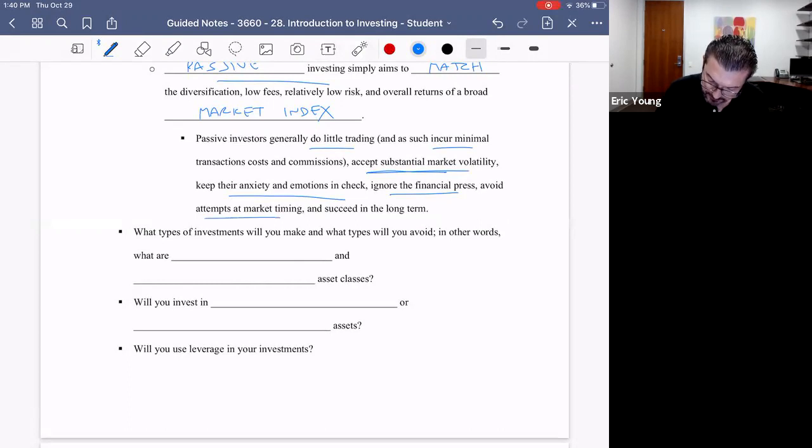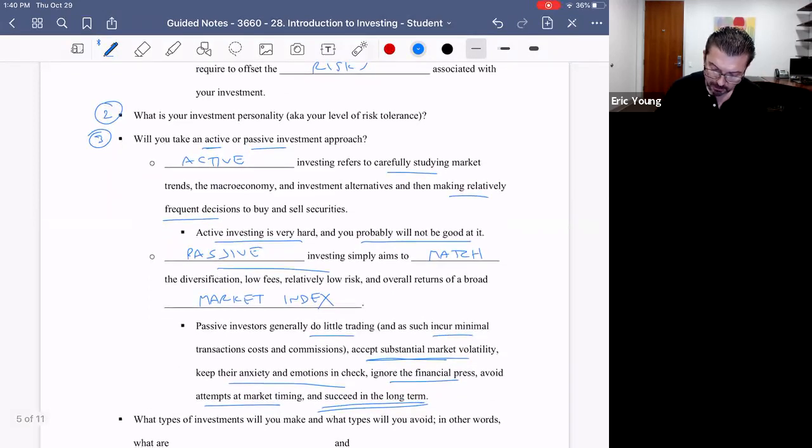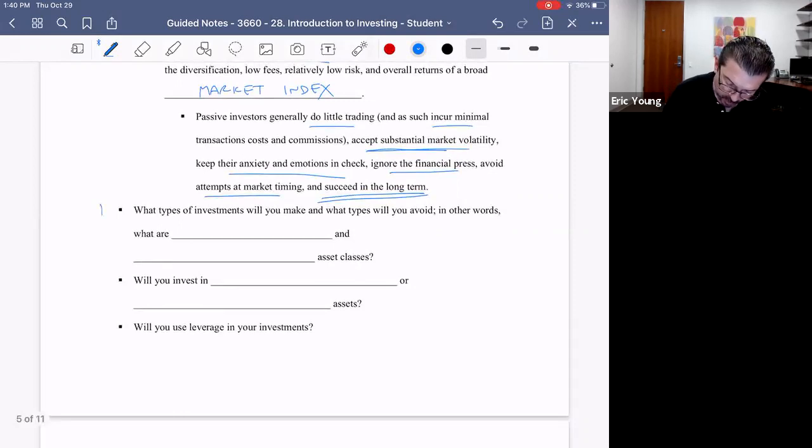Critically, they ignore the financial press. They avoid attempts at timing the market, which research suggests very few people do well. And in spite of all these benefits, they still succeed in the long term. So you're going to have to ask question number 3: will you be an active or a passive investor? Another question, number 4: what types of investments will you make and what will you avoid? In other words, a part of your investment plan is thinking and putting in writing to commit to it. What are for you acceptable and unacceptable asset classes?